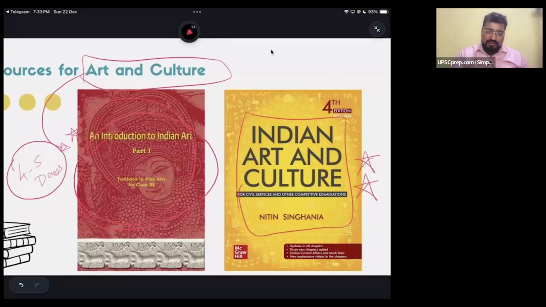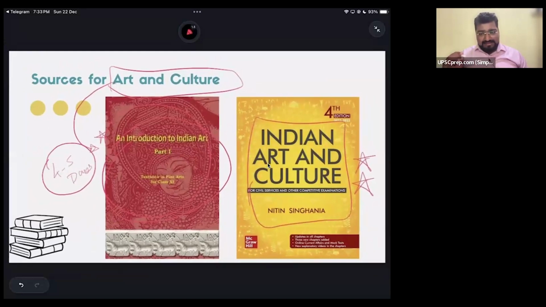Okay, it's quite a lengthy book. So what do we need to read in it for Art and Culture? See, this book is very good, very beautifully made, but it's way bulkier. So what all things should you read in this particular book?